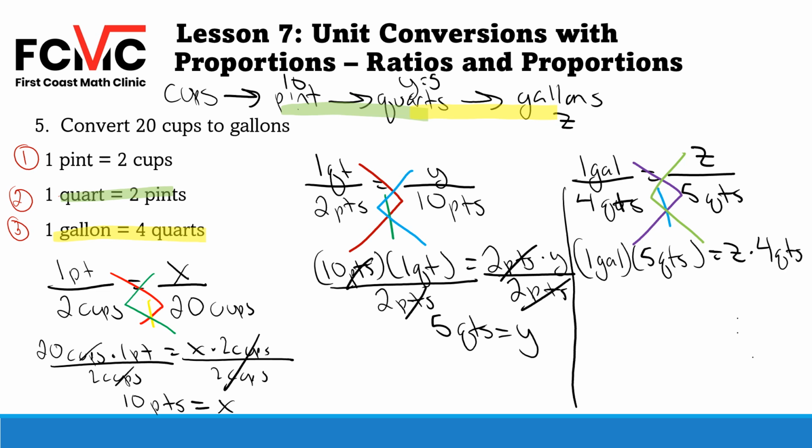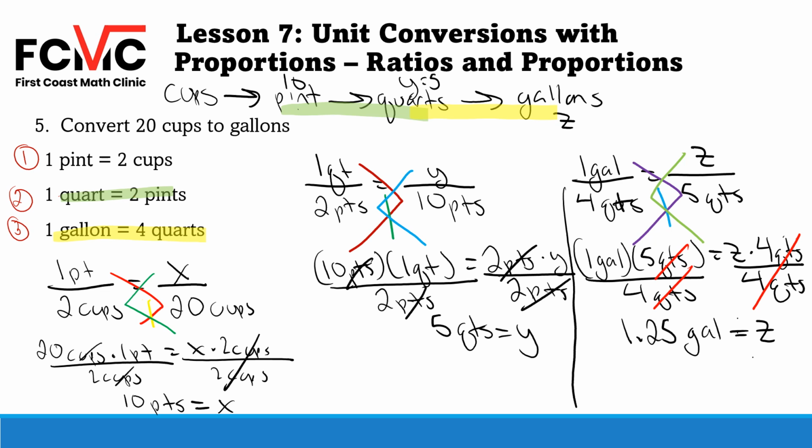Now let's get that Z by itself. So let's divide by 4 quarts and 4 quarts. 4 quarts and 4 quarts divide out. All right, so we're just left with Z, the number of gallons. Quarts and quarts cancel out. So our label is just going to be gallons, which is what we wanted. And if I divide 5 divided by 4, I'm going to get 1.25 gallons. So my answer here should be 1.25 gallons. Okay.